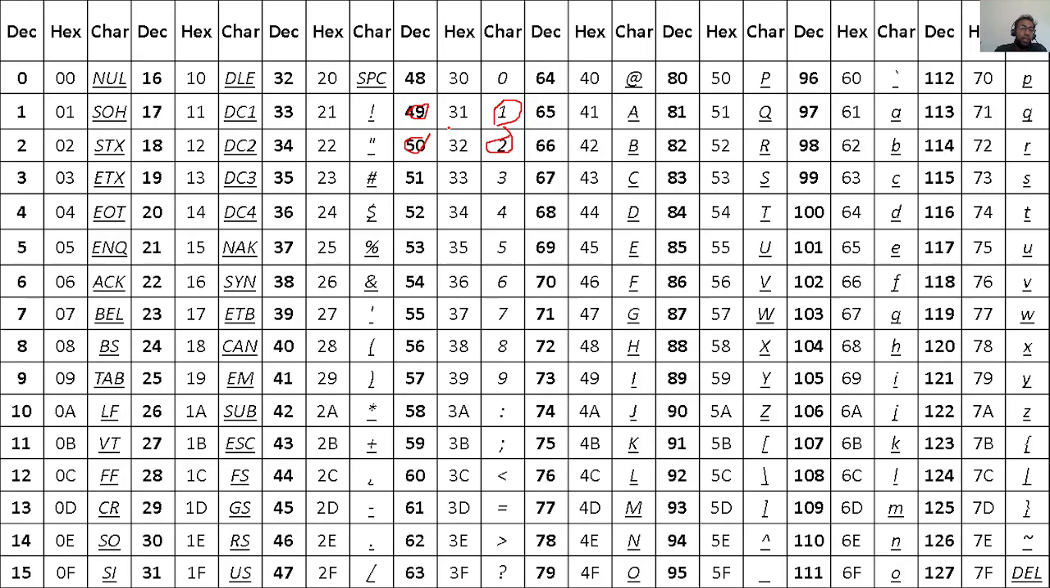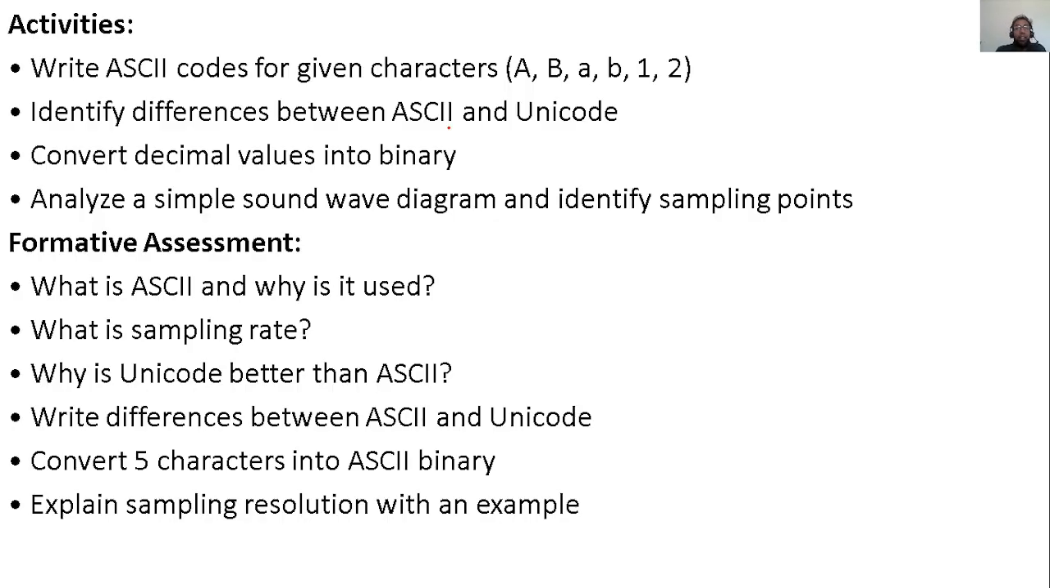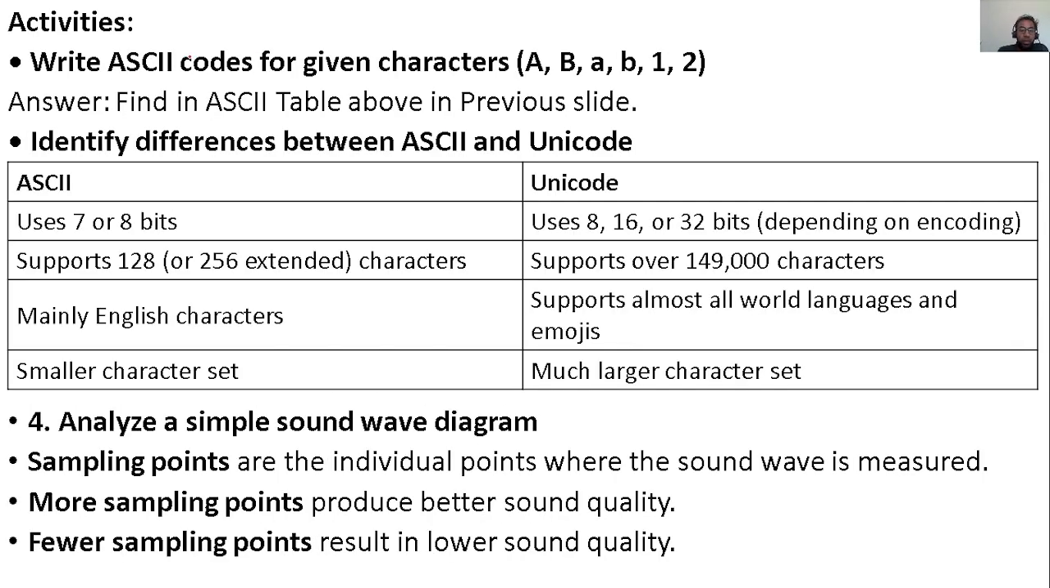Now let's do the second one. Identify differences between ASCII and Unicode. Let's say these are the differences. ASCII uses 7 or 8 bits, Unicode uses 8, 16 or 32 bits. ASCII supports 128 or 256 characters, and Unicode supports 149,000 characters. ASCII supports mainly English characters, while Unicode supports almost all languages of the world and also emojis. ASCII has a small character set. Unicode is a much larger character set because it has so many values.